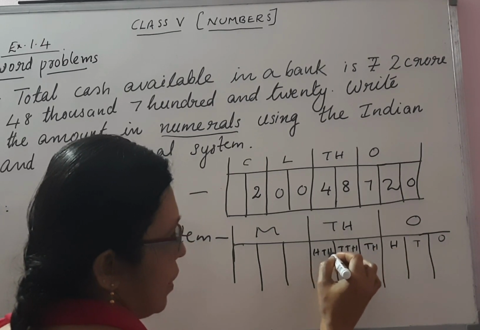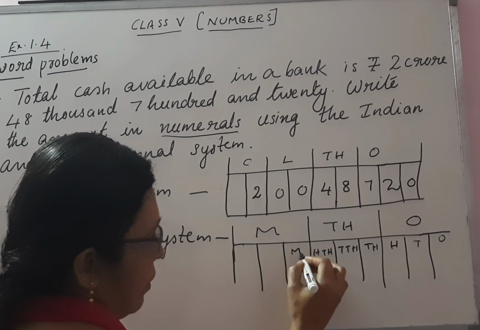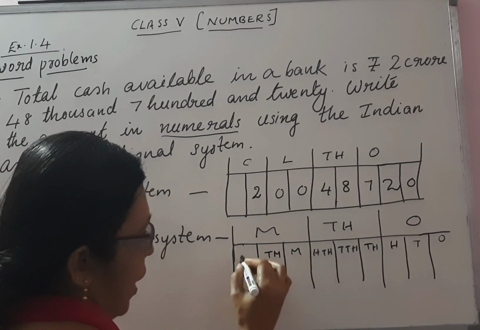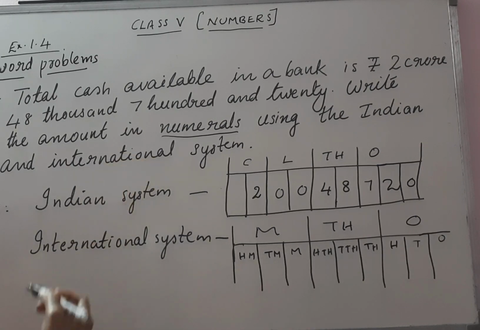100,000. Next it is million, 10 million and 100 million. So this is the place value. Okay, so we can go through. It is not given in the international system. It is given in the Indian system, so we have to convert it into the international system.